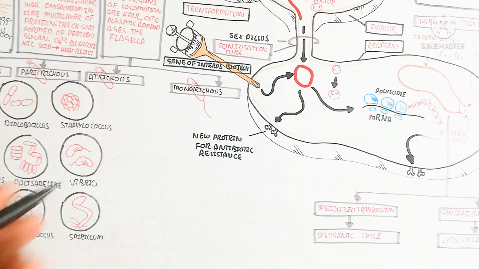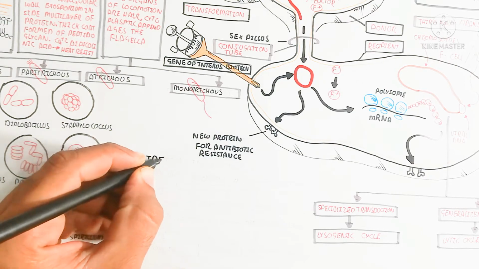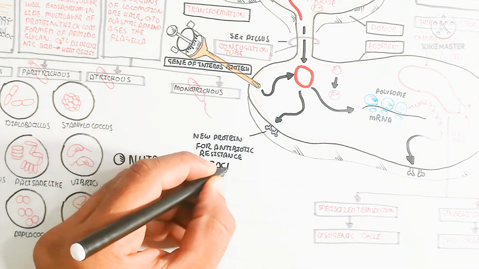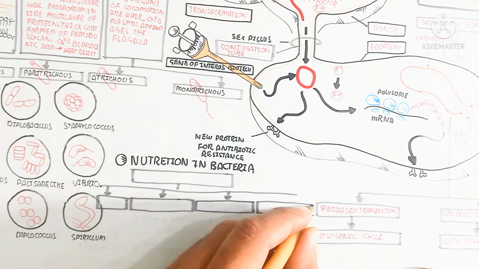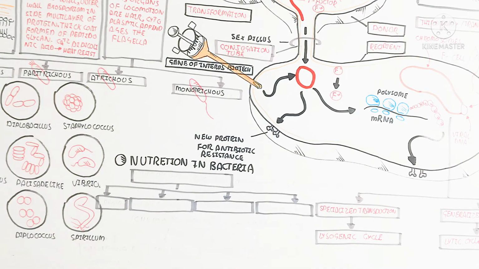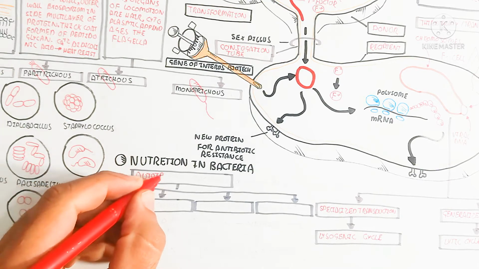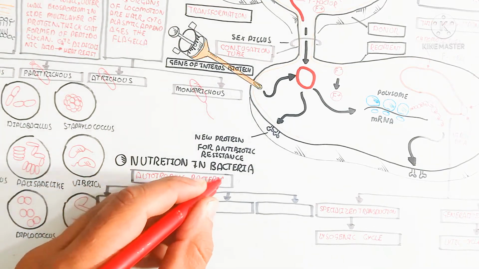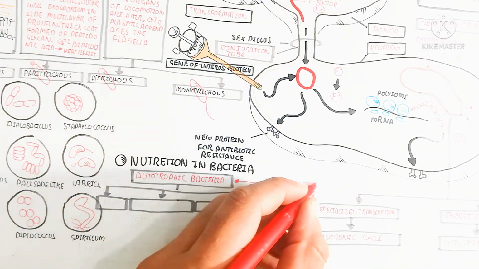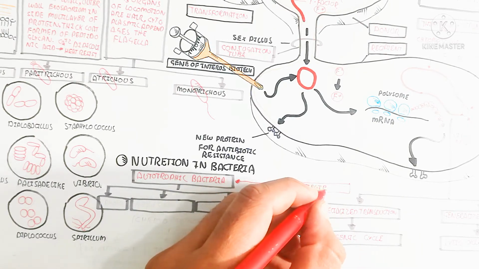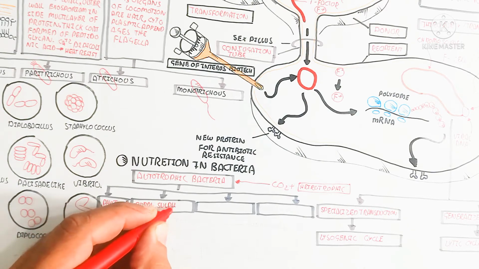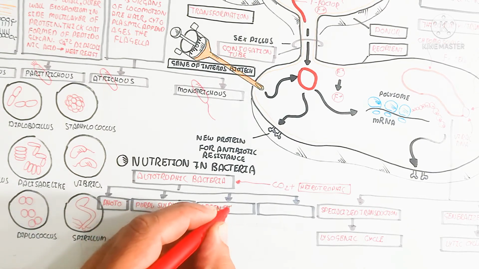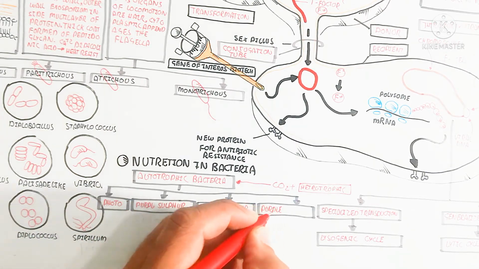So let's begin to understand the basis of nutrition in bacteria. So the bacteria consume energy differently. Autotrophic bacteria, first of all, we will understand about that. Autotrophic will use the carbon dioxide. Heterotrophic is another topic, so heterotrophic is one type, but autotrophic is another.